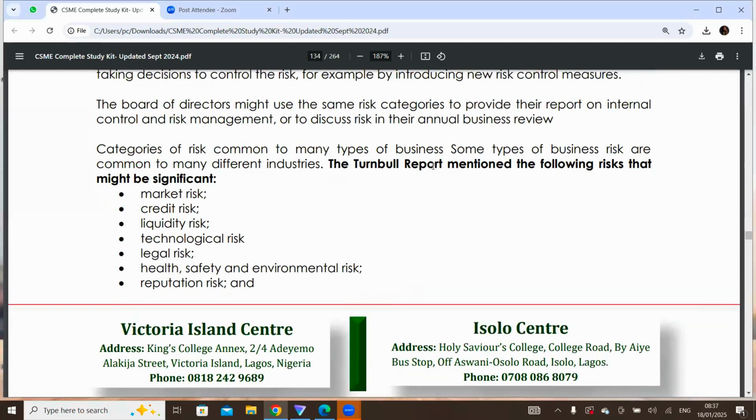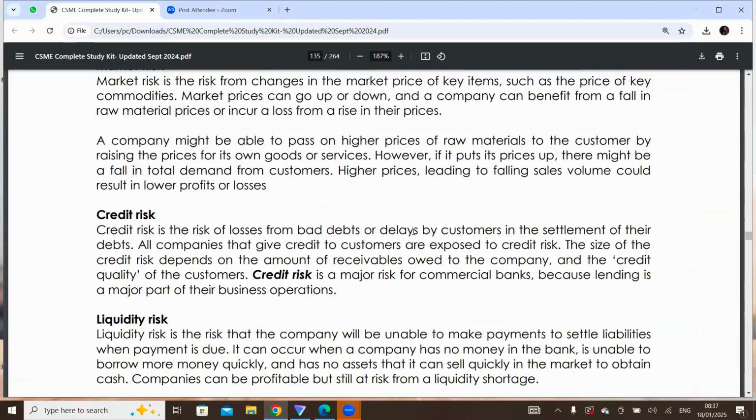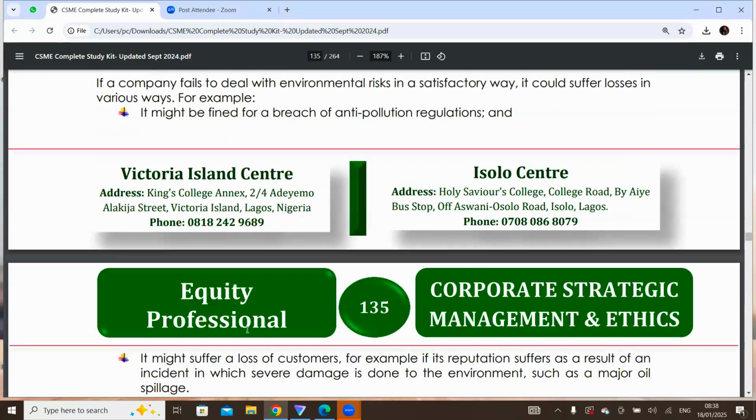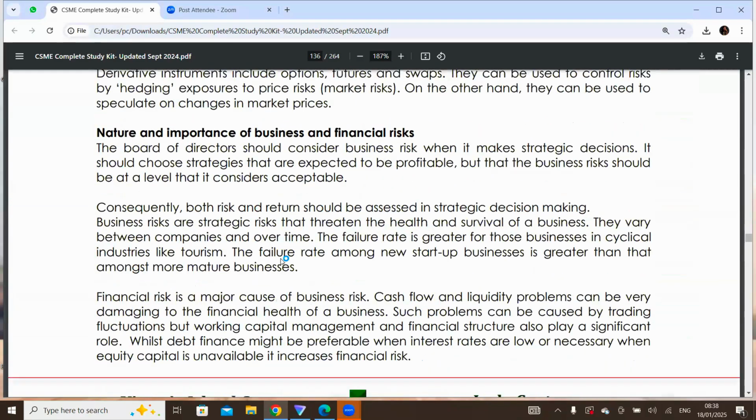Okay, yes, it is. So we have market risks, then we have credit risk, technological risks, legal risks. It's on the screen. Health, safety, and environmental risks, reputation risks, business probity risks, and what? Derivatives. I've not heard Alexa's voice in this class. Okay, maybe let me just go over... I'm here, ma'am. Let's go over a few things, and when we're ready, you read for us as well.